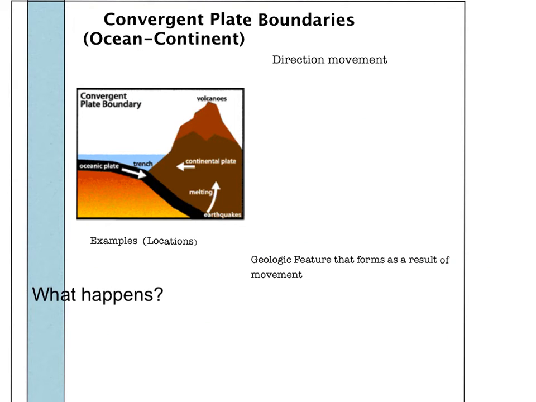Convergent plate boundaries, ocean to continent. The continental crust is less dense than the oceanic crust. When this movement occurs, the plates are moving towards each other, causing a collision. But because the densities are different between the continental and the oceanic crust, the ocean crust tends to be plunged, as you can see here, underneath the continental crust when they collide. This plunging force causes the oceanic plate to go into the mantle and melt.